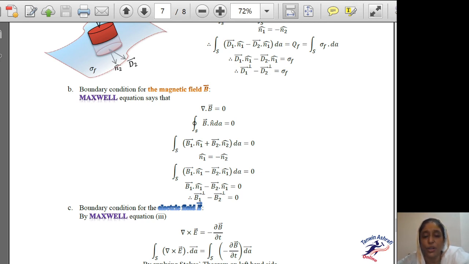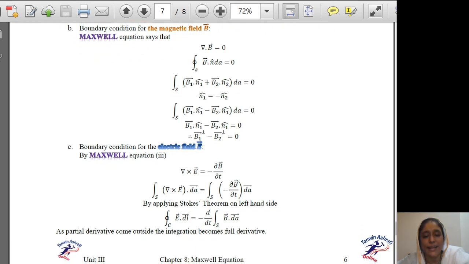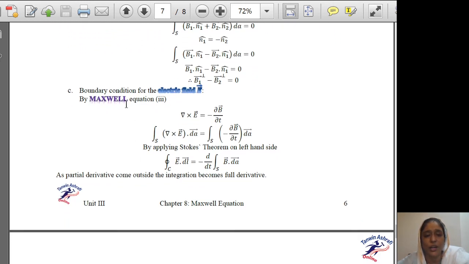Boundary condition for electric field. From the third Maxwell equation, we know del cross E is equal to minus d by dt of B. Now, if we take the surface integration on both sides and apply Stokes theorem on the left-hand side, we will have the integration over a closed line of E dot dl. As the partial derivative comes out of the integration, it becomes a full derivative, minus d by dt of the integration over the surface of B dot dA, and this is nothing but the flux.